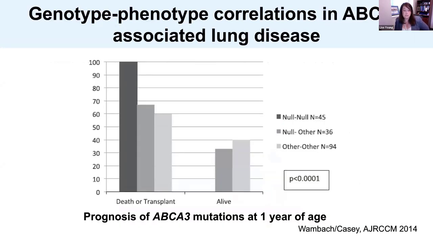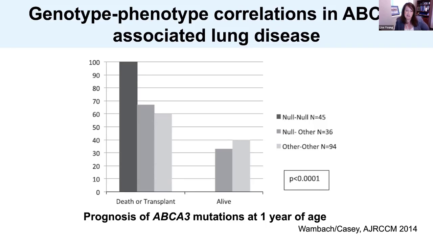So in ABCA3-associated disease, there's really been some nice work looking at genotype-phenotype correlations. This work was done by Jem Wambach at WashU and Alicia Casey at Boston Children's in collaboration with data sets that Aaron Hamvis and Larry Nogi had assembled over many years. And essentially it makes sense, right? So all of us in CF understand how important it is to know the genotype. But we're just starting to do that work in ABCA3 and in these other diseases.